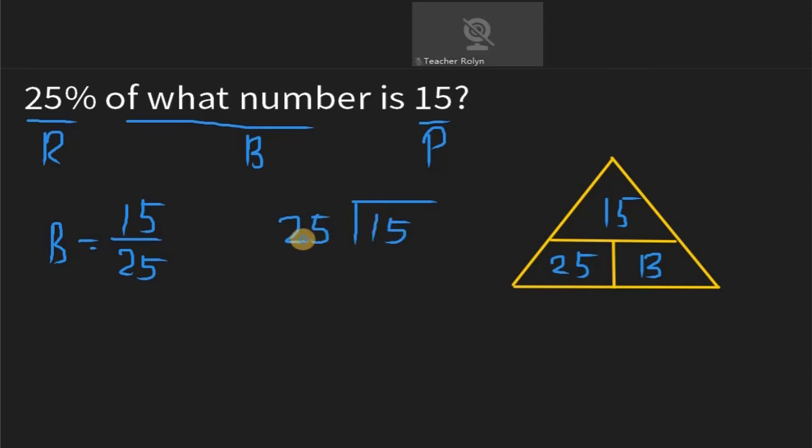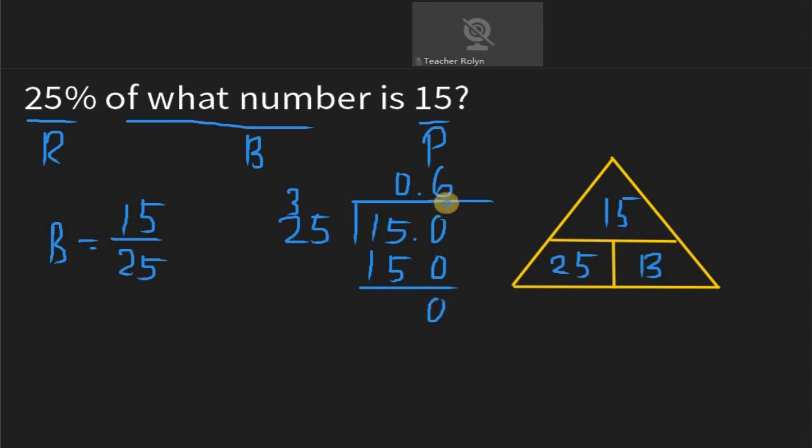15 divided by 25 is 0. Then we can add a point and then drag it up and add as many zeros as we want. So pwede tayo magdagdag kung ilang zero ang gusto ninyo. Then we have here 150 divided by 25. That is 6. So we have here 6 times 5 is 30. Carry 3. Then we have 6 times 2 is 12, plus 3 is 15. So we have here 0.